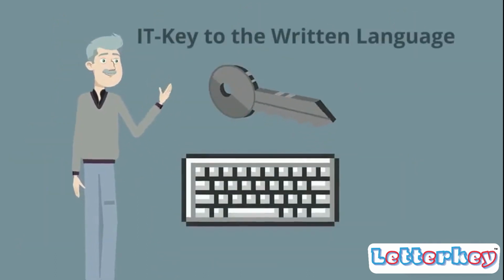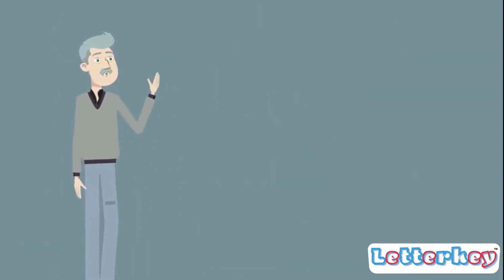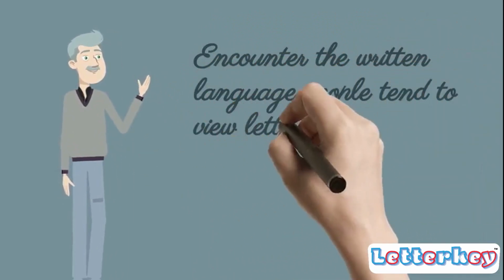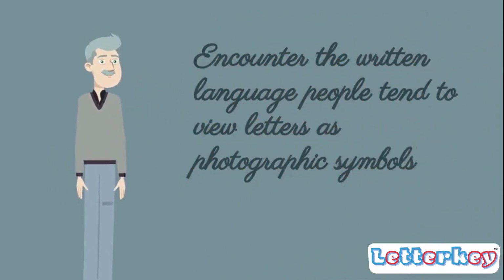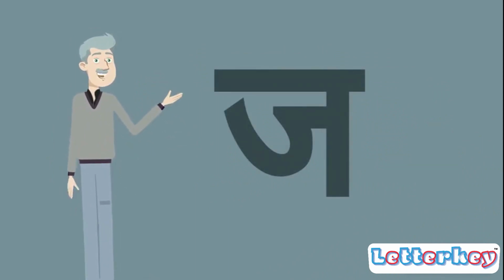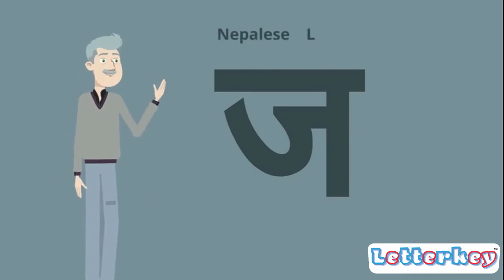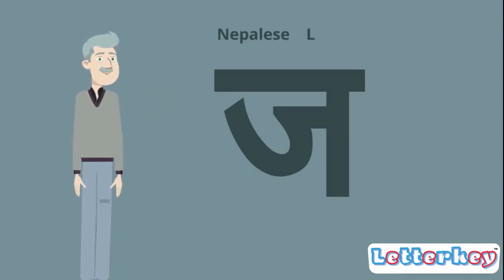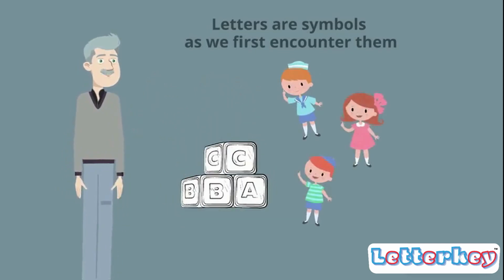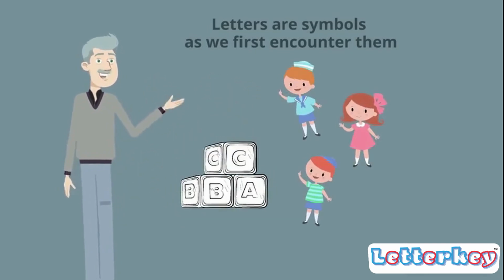But how exactly does the key to the written language work? Let us explain. When we as people encounter the written language, we tend to view letters as photographic symbols. Here we have the letter L. Though it isn't the letter of the Latin alphabet as most of us are acquainted with, it is in fact the letter L of the Nepalese alphabet. To most of us this just looks like a symbol of a kind. That is how we humans view all letters as we first encounter them. Symbols without any particular meaning to us?